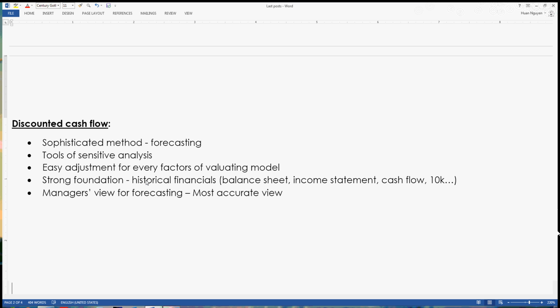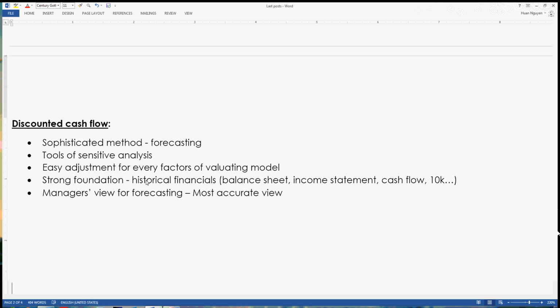The second one, I think it's a good tool for sensitivity analysis. Based on our valuation model, we will have a lot of factors, and they relate to each other in a mutual relationship. When we change a factor, every other factor changes too, so it's a good thing for us to think about sensitivity analysis right here.